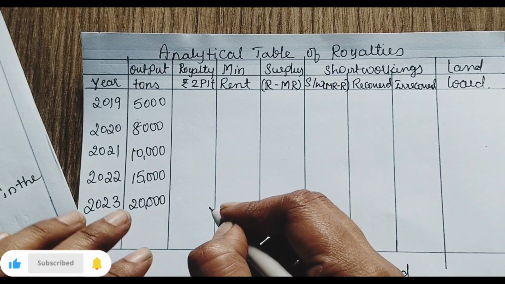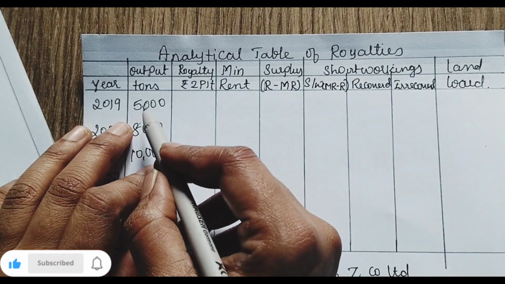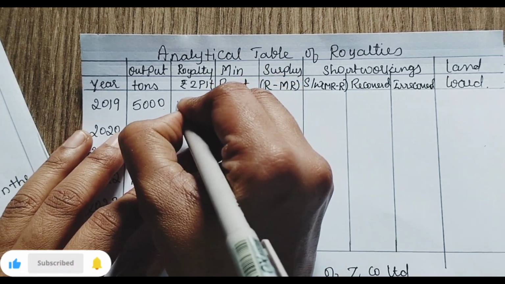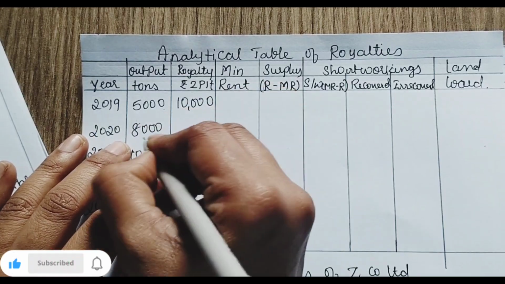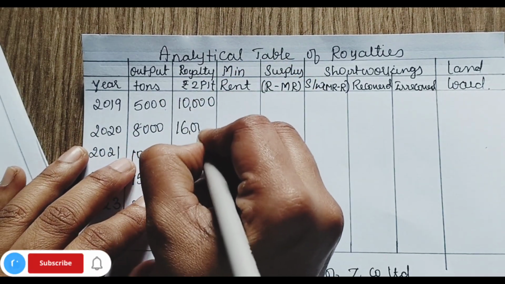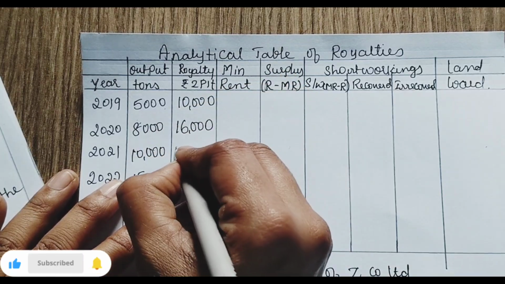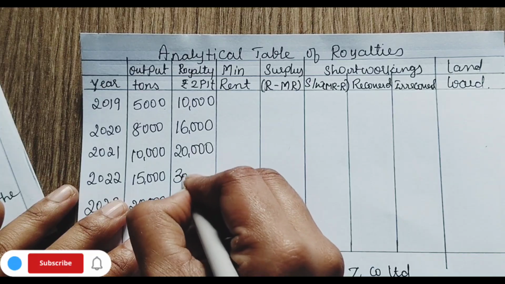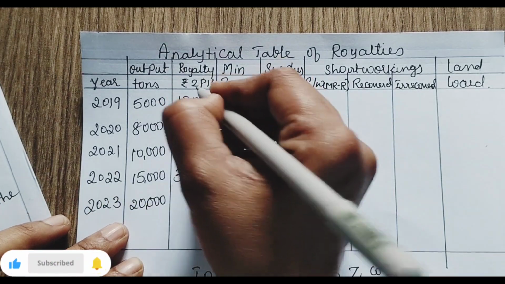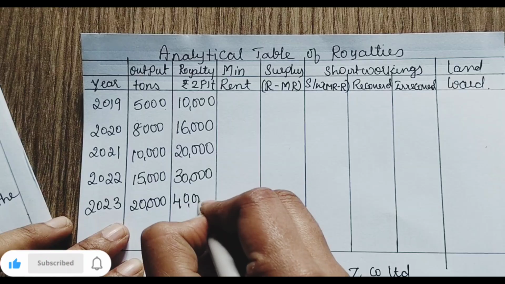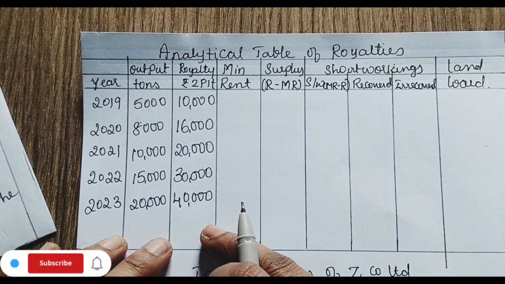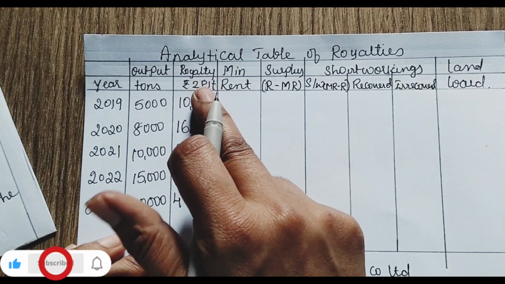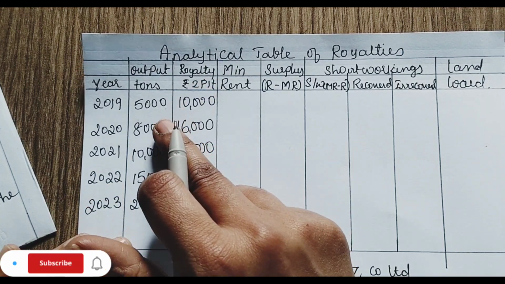Now royalty. How are you calculating royalty? You are multiplying the output with the royalty. 5,000 into 2, 10,000. 8,000 into 2, 16,000. 10,000 into 2, 20,000. 15,000 into 2, 30,000. 20,000 into 2, 40,000. How did we get royalty? We multiplied output with the royalty per ton. Per ton is given, and we multiply it with the output.